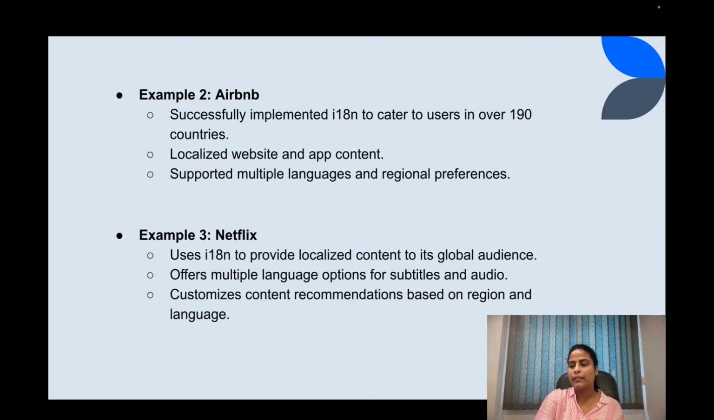Similarly, let's look at some other case studies. Airbnb successfully implemented internationalization to cater to users in over 190 countries. By localizing their website and app content and supporting multiple languages and regional preferences, they were able to grow and engage a diverse user base. Netflix also uses internationalization to provide localized content to a global audience. They offer multiple languages, options for subtitles and audio, and customized content recommendations based on region and language. These examples highlight how effectively i18n can drive user engagement and satisfaction rate.